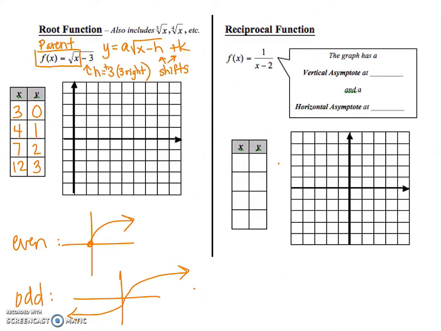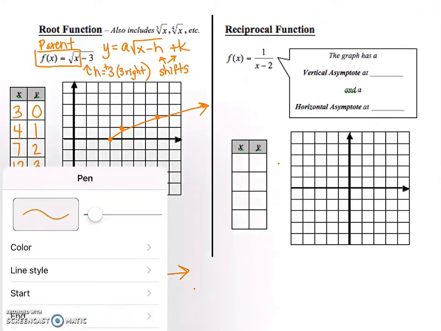If you'd like, I can go ahead and graph these points first. So this is 3, 0, this is 4, 1, 7, 2, and 12, 3 would be out there. Okay, so that's what my final graph's going to look like.